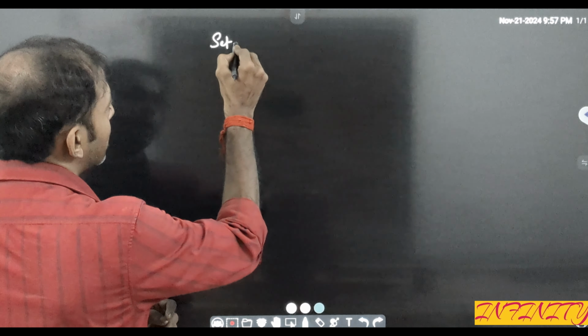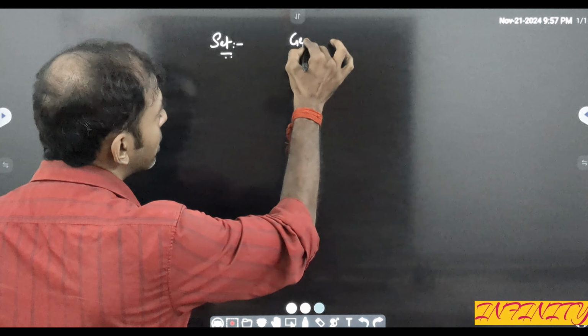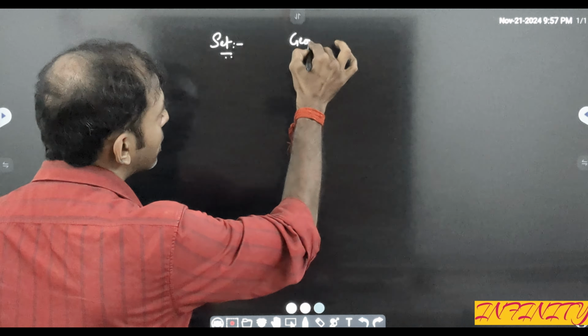So, first of all, what is a set? According to German mathematician George Cantor, a set is defined as a collection of well-defined distinct objects. Set is a collection of well-defined distinct objects.